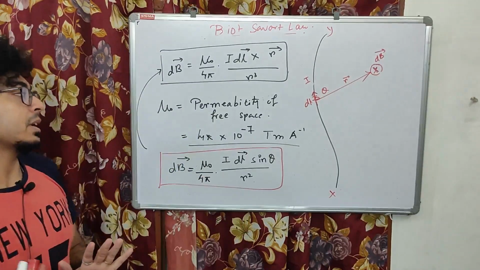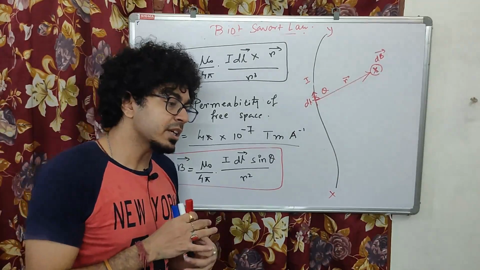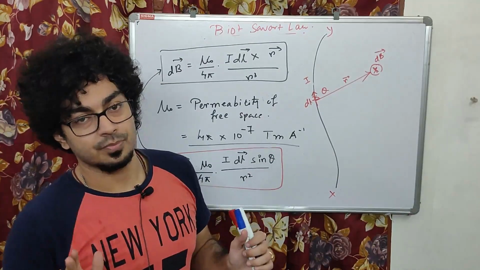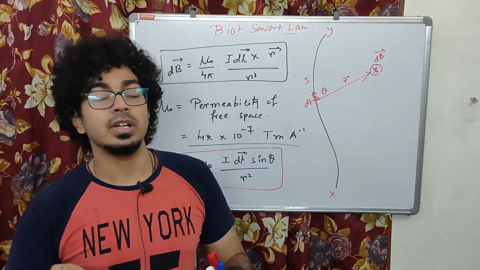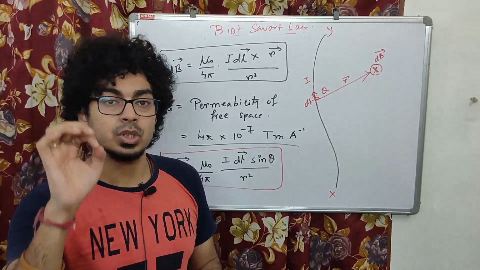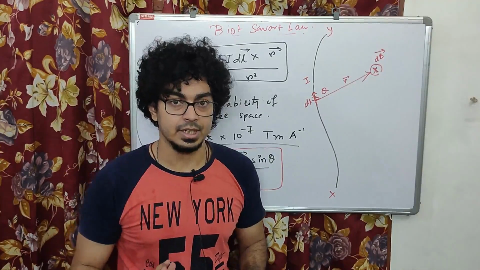Now, what is the permeability of free space? See, permeable means that which can pass through. So magnetic fields are permeable. How much magnetic field can pass through a medium actually lets you know the permeability.